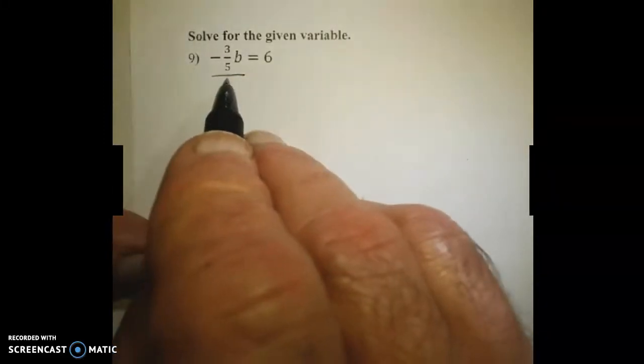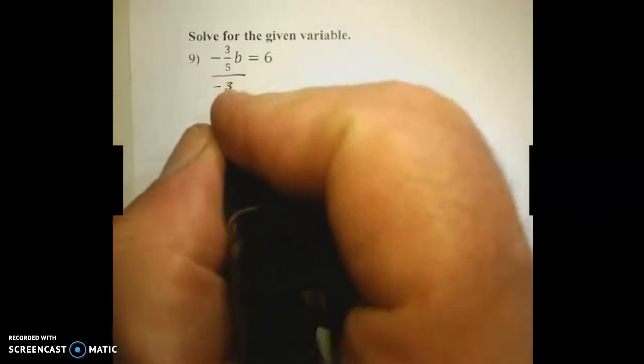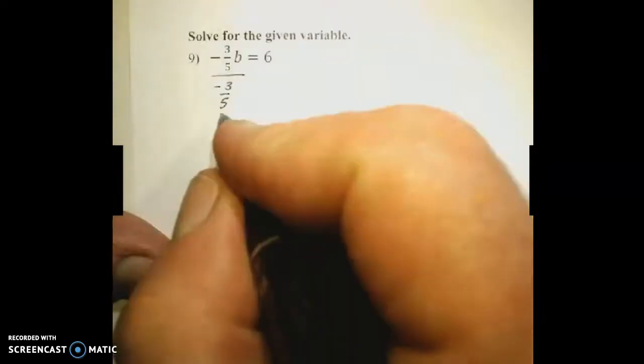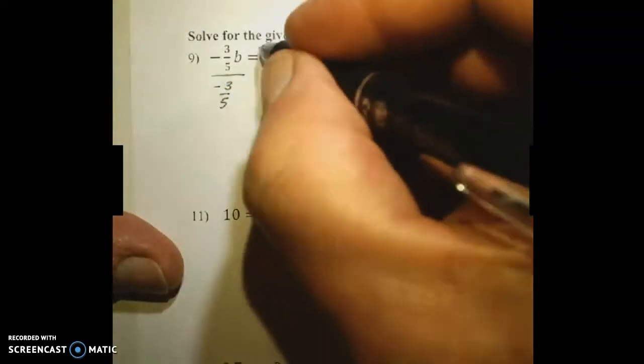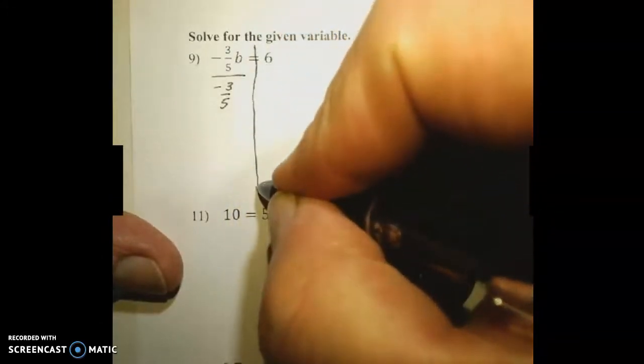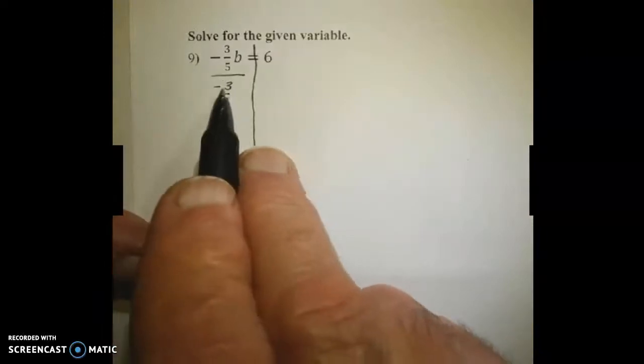And the quick way to show that is just to put a bar under this and put a negative 3/5. That is going to get the b by itself. Our equal sign, one of the things I like to have my kids do is put a line down the page. The equal sign needs to come straight down the page. So back to the problem.